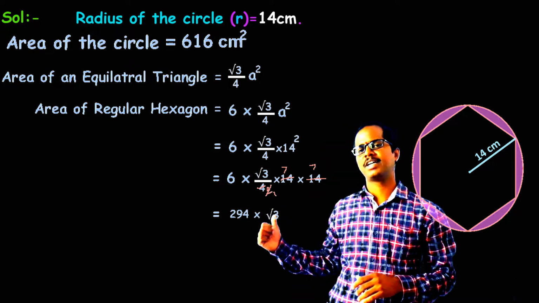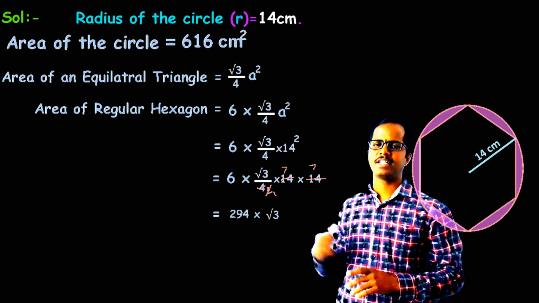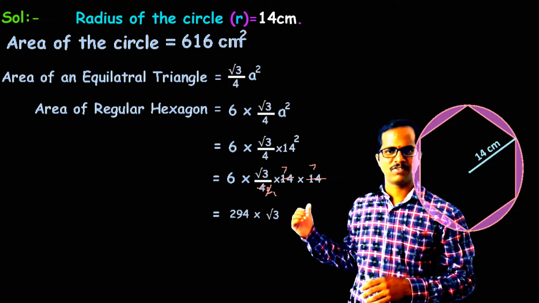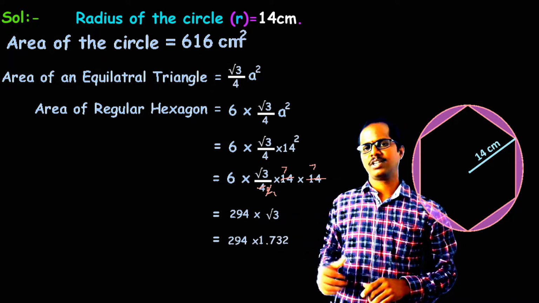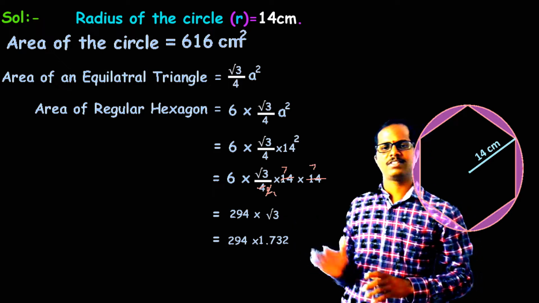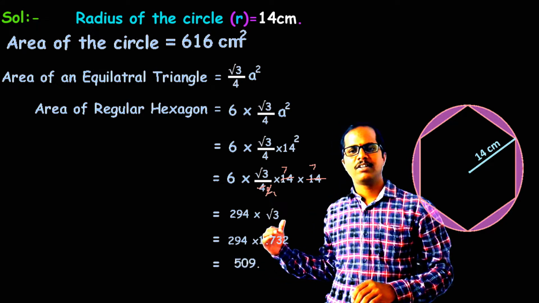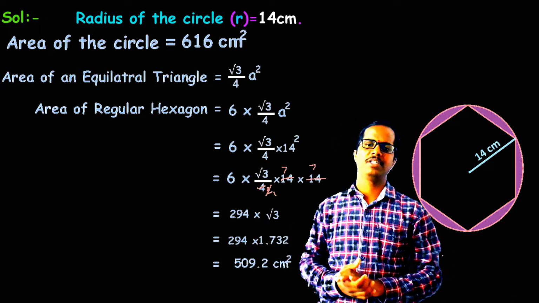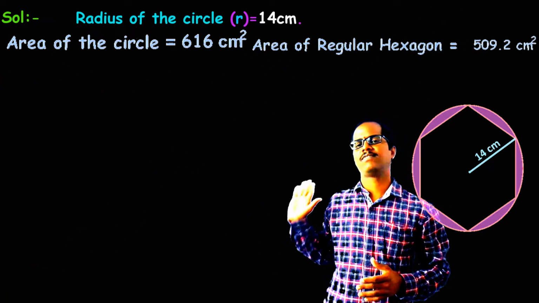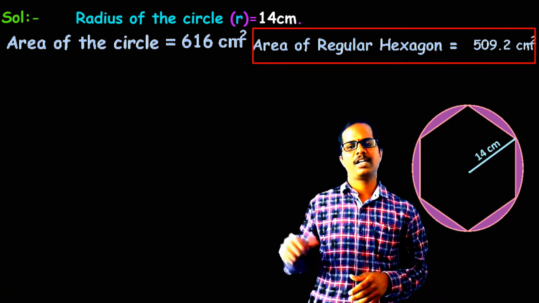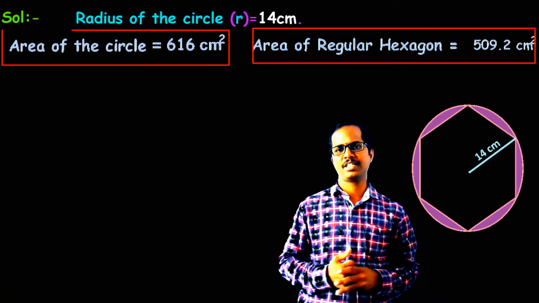So we get 294 into root 3, and here it is given that root 3 value is 1.732. So let us write root 3 value as 1.732. By writing it we get 294 into 1.732. By multiplying 294 and 1.732 we get the area of the regular hexagon as 509.2 centimeters square. So now we have the area of the regular hexagon as 509.2 centimeters square, and we already found the area of the circle, that is 616 centimeters square.